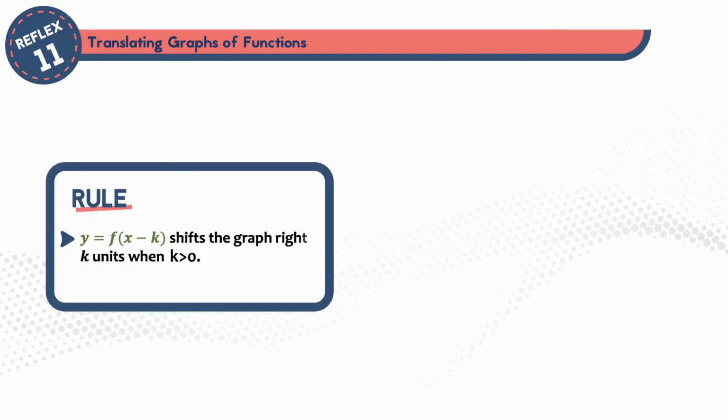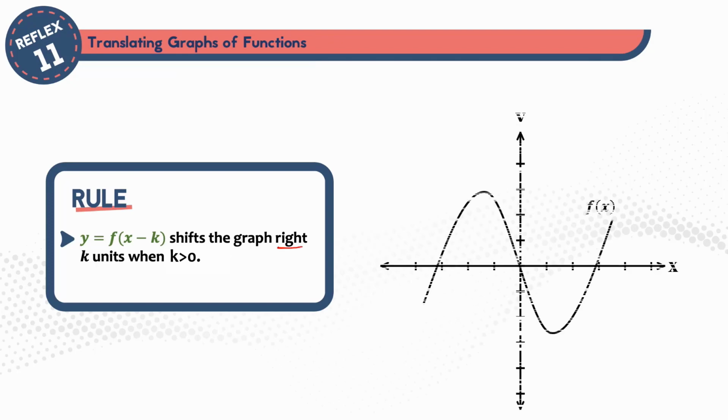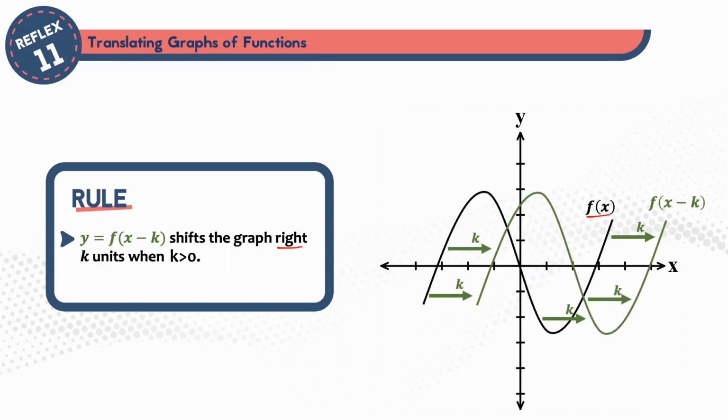The next rule states that we have y equals f of x minus k. It shifts the graph right k units when k is less than 0. So we have our function f of x, and if we have a shift that's going to the right, or a translation of f of x minus k, it's going to shift to the right k amount of units.